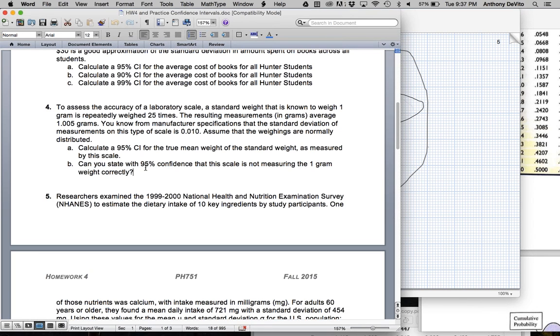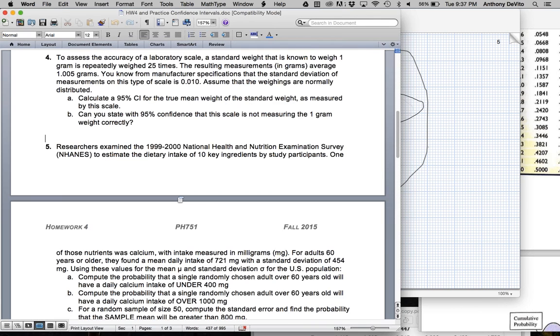So in fact, the answer to B would be, yeah, for our purposes, we can say that the scale seems to be reading high because the entire confidence interval is above 1. Okay, so we're 95% sure that the true weight that the scale thinks this thing is, is more than 1. Okay, so let's take a look at the next one.